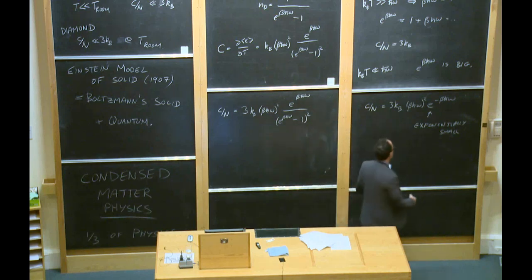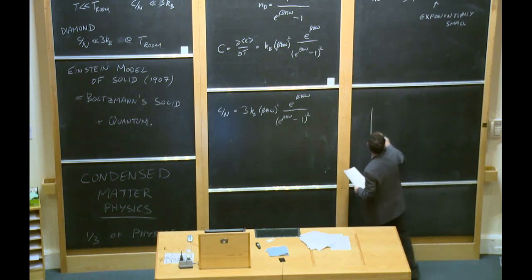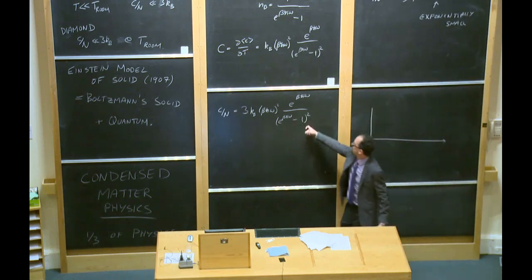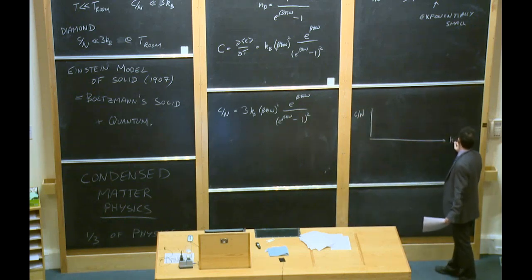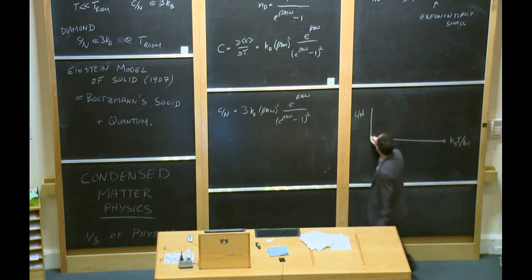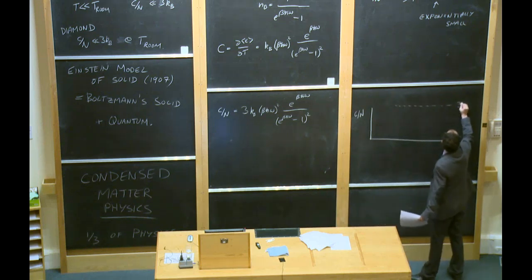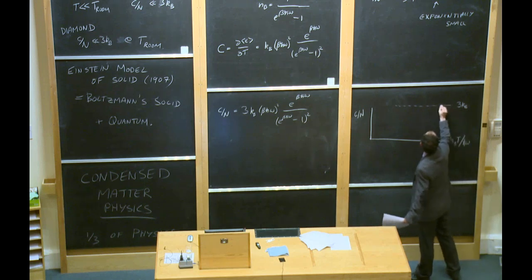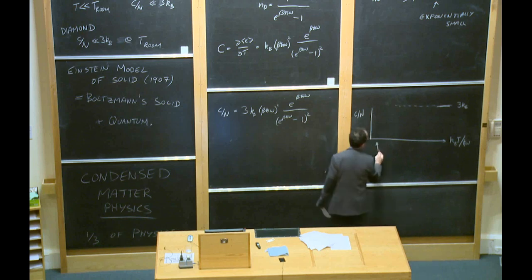So let's actually plot this. We'll plot this function here, C over N on the vertical axis, and k_B T over h bar omega on the horizontal axis. And we know that at high temperature, we're going to asymptote to 3 k_B. So it looks something like this up at high temperature. And at low temperature, we're going to be exponentially small. And then it connects up kind of like this.